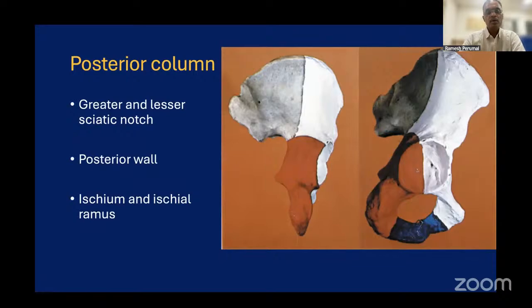The posterior column extends from the greater and lesser sciatic notch. It starts from the greater sciatic notch, curves down along the ischial spine, and goes up to the ischial tuberosity. Above the ischial spine is the greater sciatic notch and below is the lesser sciatic notch, and the covering is called the posterior wall. The red color is the posterior column of the acetabulum. So the acetabulum has an anterior wall, anterior column, posterior wall and posterior column.